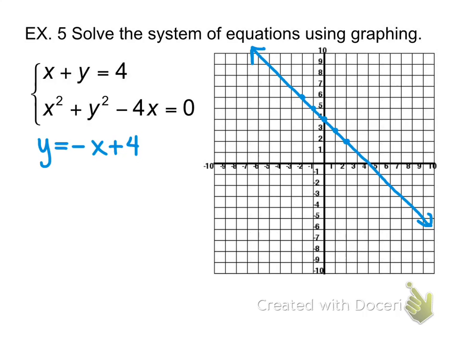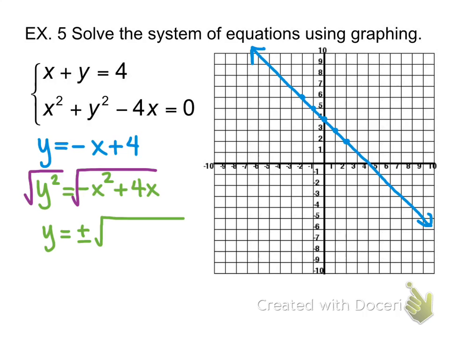Okay, the second function is going to take a couple of steps before we get y by itself. First thing I would need to do is move the x squared and the negative 4x to the other side. So that would give me y squared equals negative x squared plus 4x. Then I need to take the square root of both sides to get y by itself. And remember, when you take the square root, it's the positive and negative value. So y equals the positive and negative square root of negative x squared plus 4x.